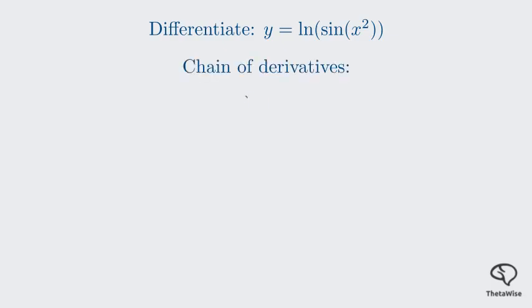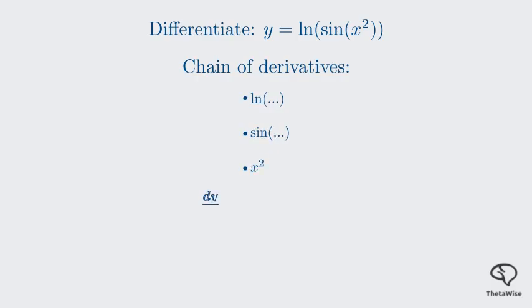Let's tackle a slightly more complex example with multiple layers of functions. We need to differentiate y equals ln of sine of x squared. Notice there are three functions here: the natural logarithm, the sine function, and the polynomial x squared. We apply the chain rule from the outermost function inward, differentiating each layer in turn and multiplying the results. This is like a chain reaction.